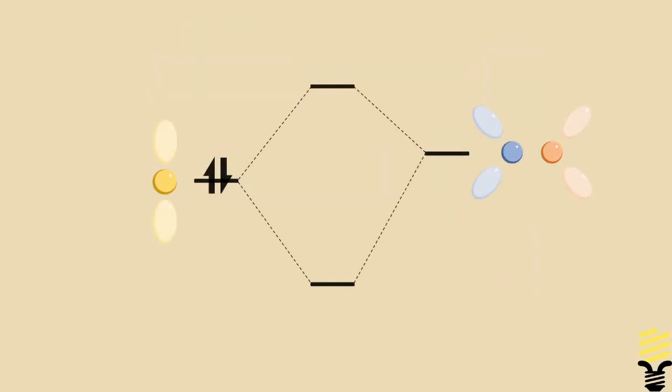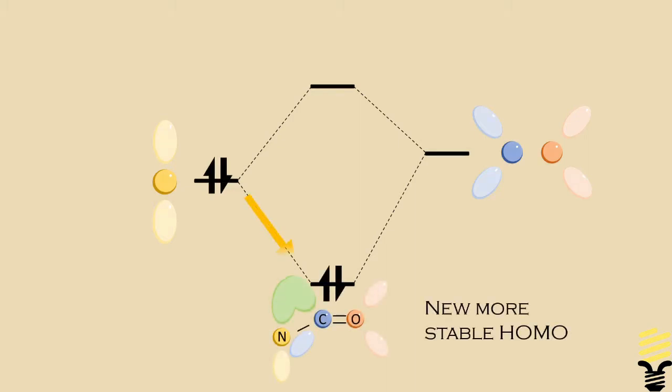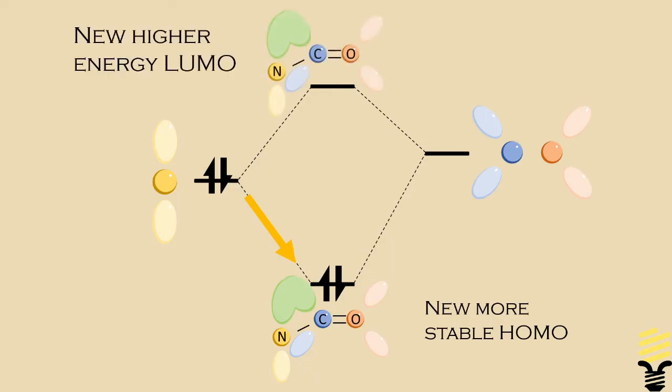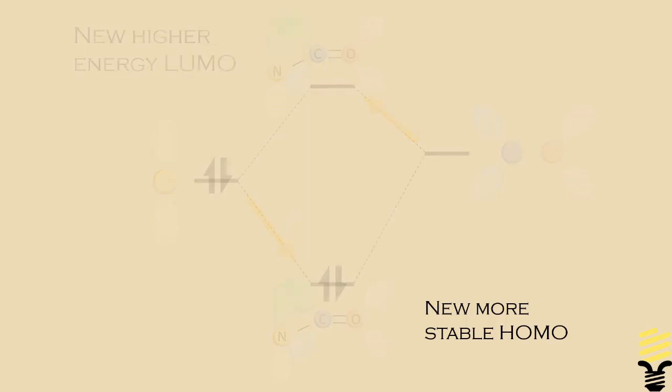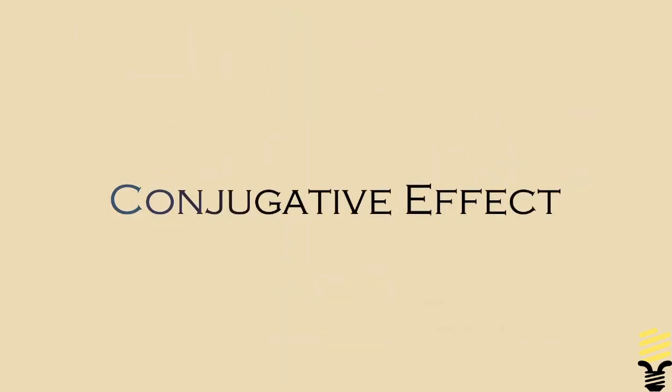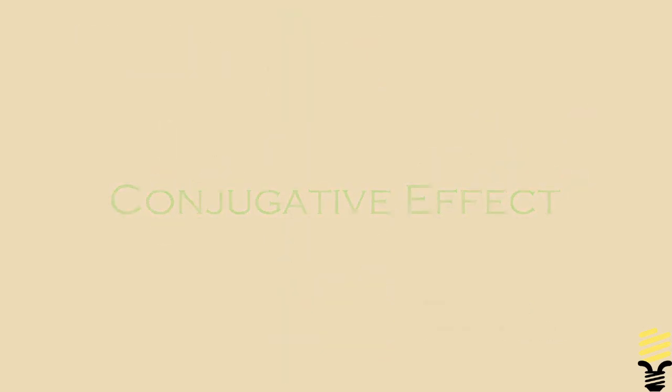By drawing an MO diagram, we can see that this interaction produces a more stable HOMO due to the lowering of the energy of the nitrogen lone pair. We have also produced a more energetic LUMO, which is now likely to have a poorer energy match with incoming nucleophilic HOMOs. Hence, the carbonyl has been reduced in reactivity. This is the conjugative effect.